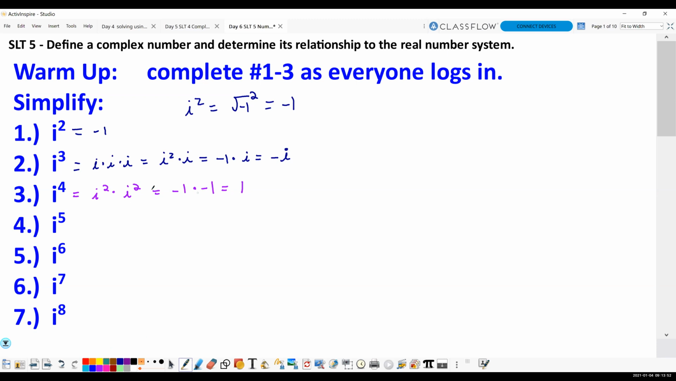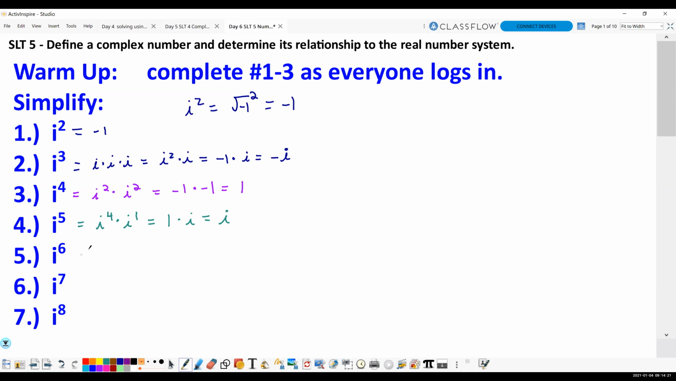Now that I've established that i to the fourth is 1, that's really going to be key in doing these last 4, because I can separate i to the fifth as i to the fourth times i to the first, just like I did up here. Remember, when I multiply like bases, I can add their exponents. So here, 4 plus 1 is 5, and then i to the fourth is 1, and i is just i.